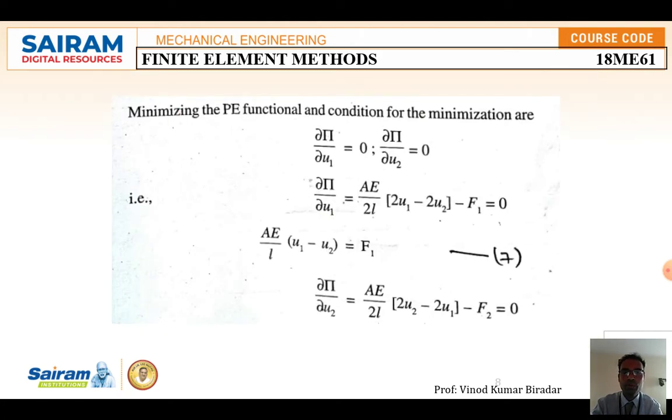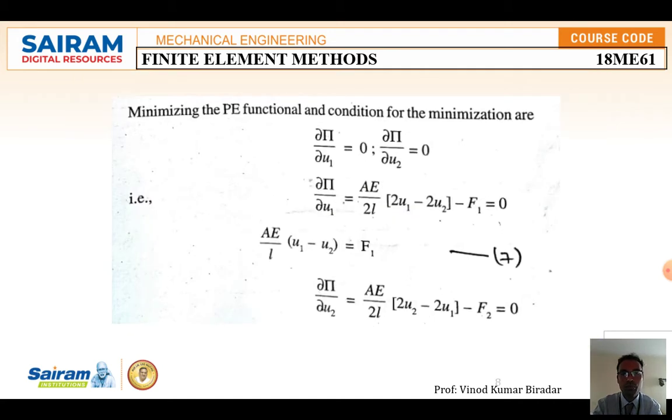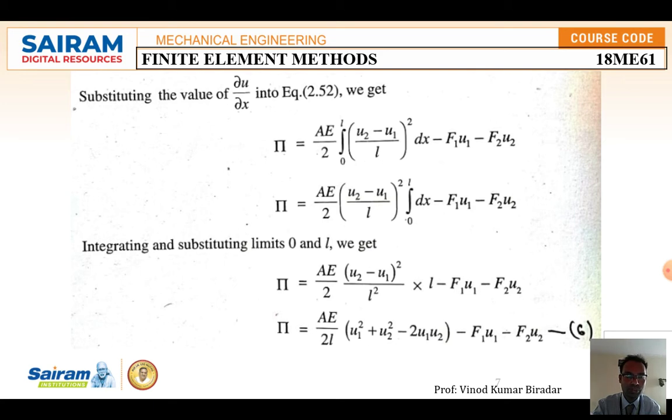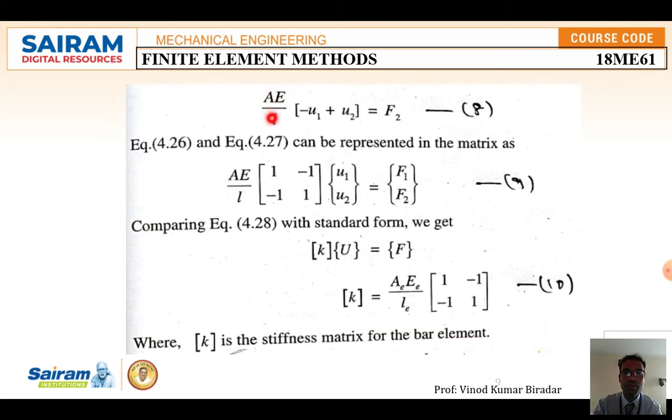So what is the condition for the potential energy to be minimum? Here two unknowns are there, so dou pi by dou u1 is equal to 0 and dou pi by dou u2 is equal to 0. This is the condition. So differentiate equation 6 with respect to u1, you are going to get dou pi by dou u1 which is equal to AE by 2L times (2 u1 minus 2 u2) minus f1. So f1 is equal to this, give equation number 7. Again differentiate equation 6 with respect to u2, you are going to get f2 value, so f2 is equal to AE by L times (minus u1 plus u2).